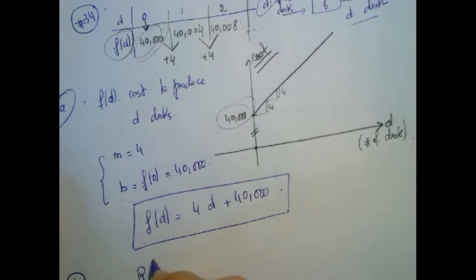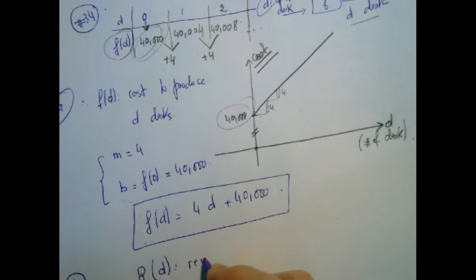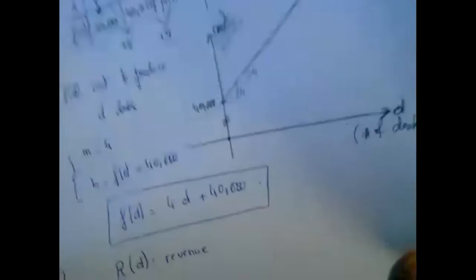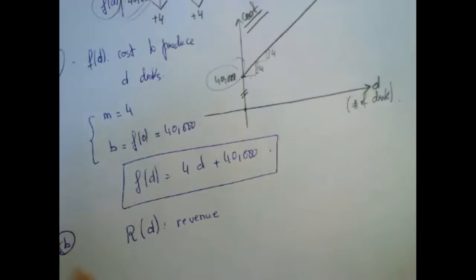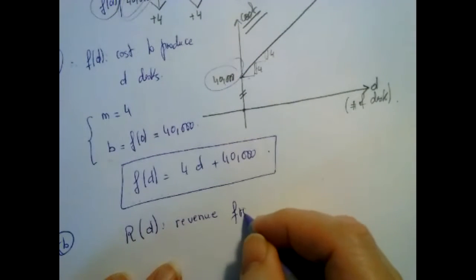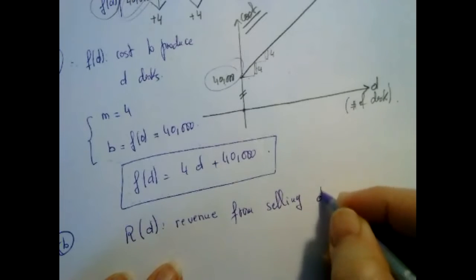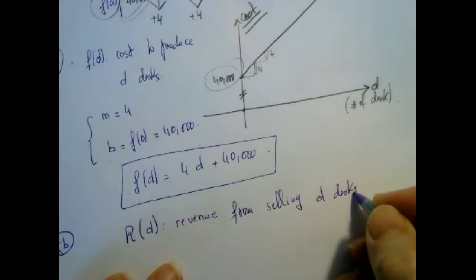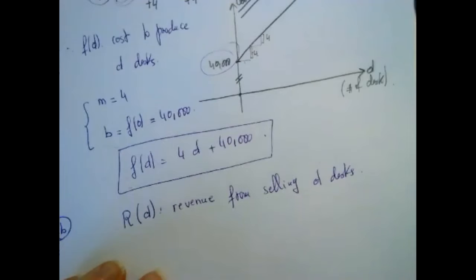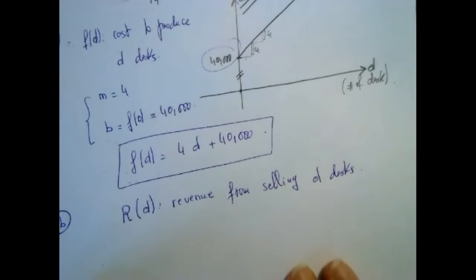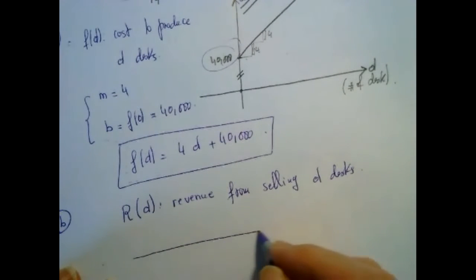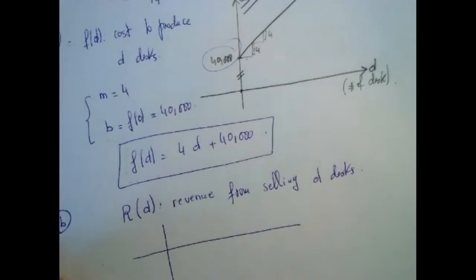Suppose I'm going to use R of D. It's the function that gives me the revenue, how much the company makes, how much comes into the pocket of the company from selling D desks. I'm going to focus on this and then I answer the question in the book. So can I find a formula for R of D?